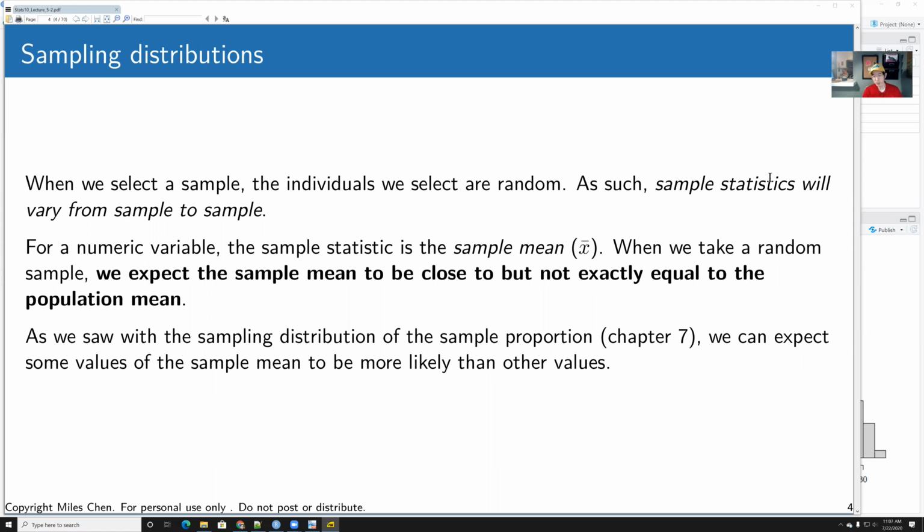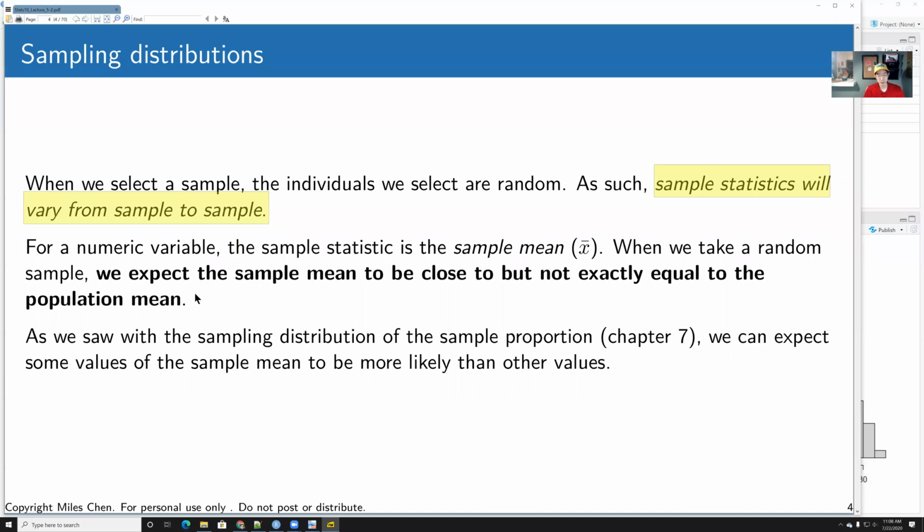We might be interested in a sample, and just like everything else, when you take a sample, the sample statistic will vary from sample to sample. If you take the mean of one sample, and then take another sample and calculate its mean, even if they come from the same population, we don't expect those two means to be exactly the same. Whenever you take a sample from the population, we expect the sample's mean to be close to, but not exactly equal to, the population mean.